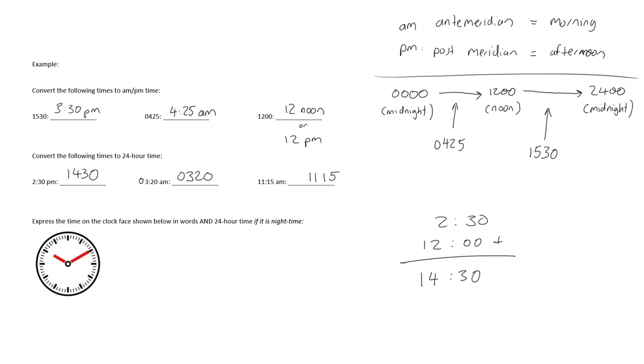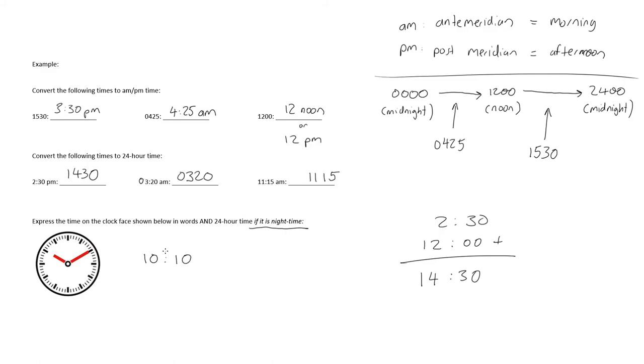In our last question here, it says express the time on the clock face shown below in words and 24-hour time if it is night time. Okay, that's the important bit. So let's look at a little hand. Okay, that's telling us the hours, and the little hand is pointing to the 10. So it's 10 something. Our minutes hand is 10 past, so the time is 10:10.